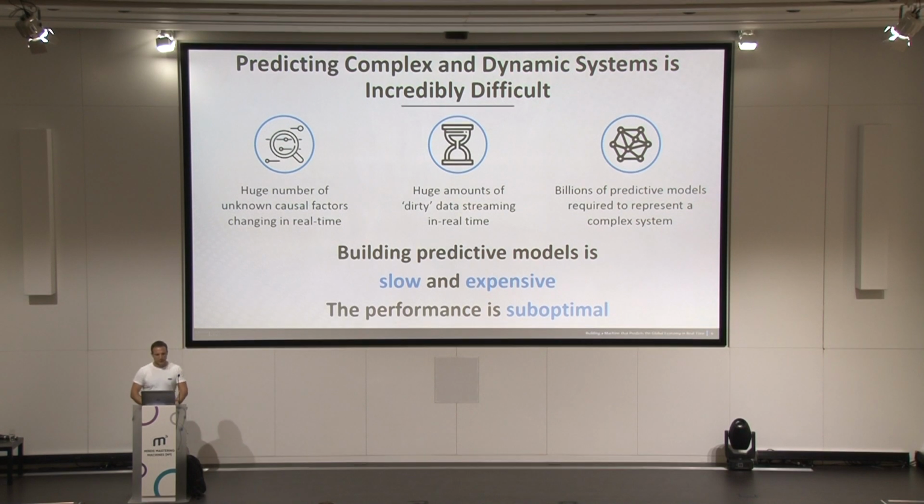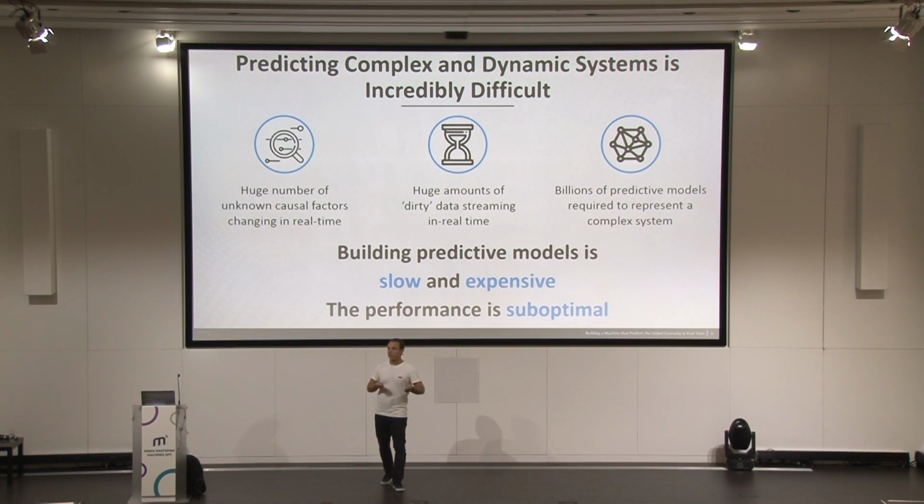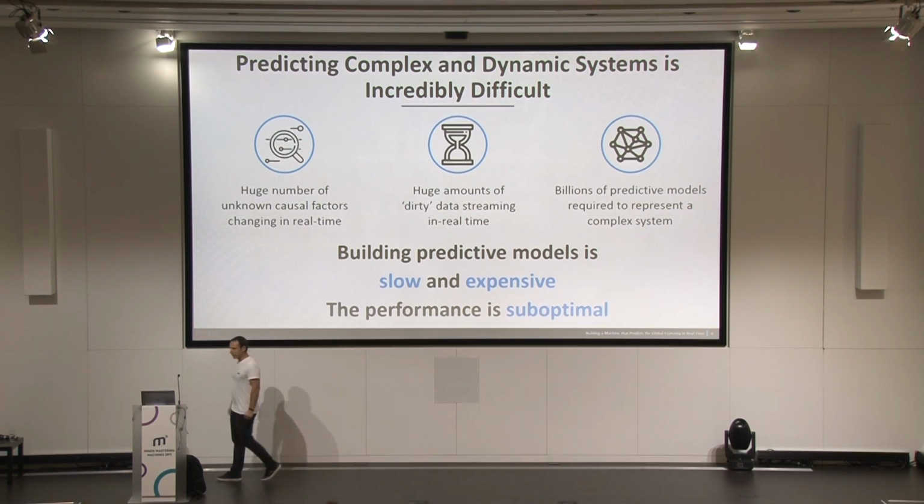So let's talk a little bit about predicting complex and dynamic systems. Why is it hard? The first thing that is hard is we have a huge number of unknown causal factors that change in real time. Something may be important right now, and a few seconds later it ceases to be a causal factor. Current technology is all about fixing a model with known inputs and using that to make inferences. But what if we now live in a world so dynamic that the inputs to the model are no longer static? Current technologies cannot deal with that.